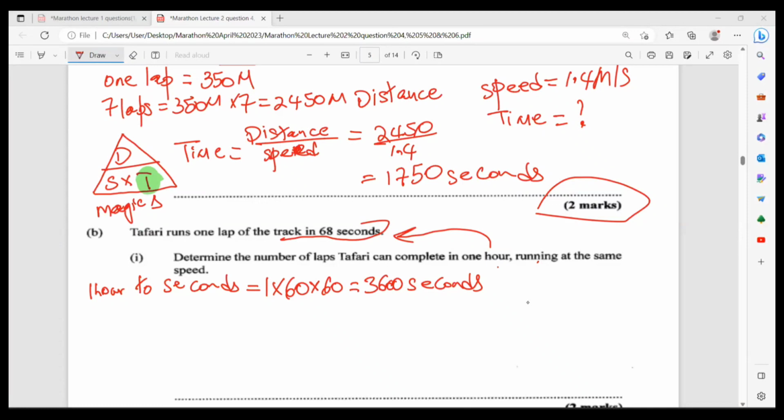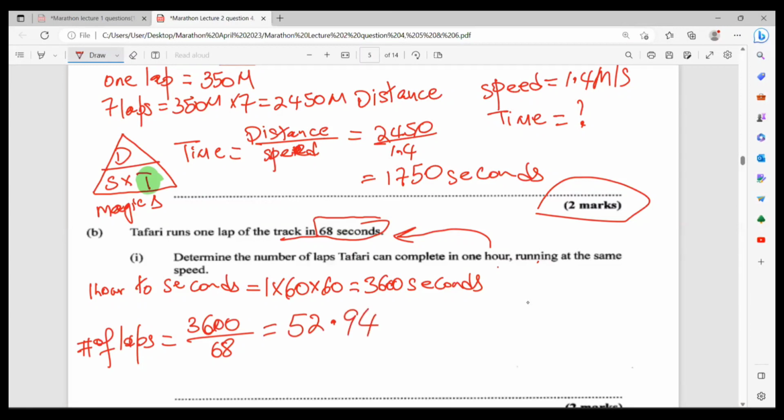And if he's going to do 1 lap every 68 seconds, you can figure out the number of laps. The number of laps is going to equal 3,600 divided by 68, because every 68 seconds is 1 lap, and he's going to be running for 3,600 seconds. Now I want you to make the right decision. Anybody want to tell me what the answer for the question is?